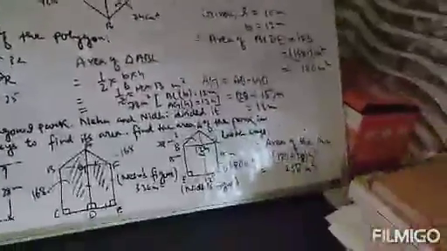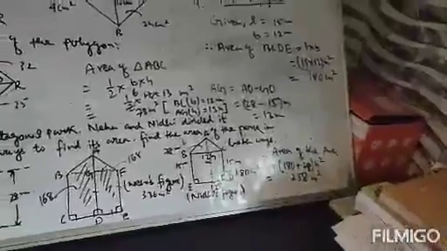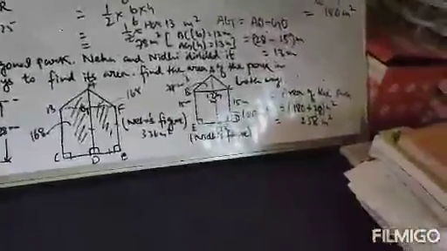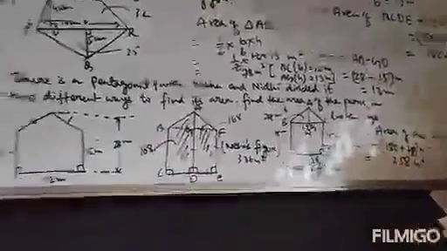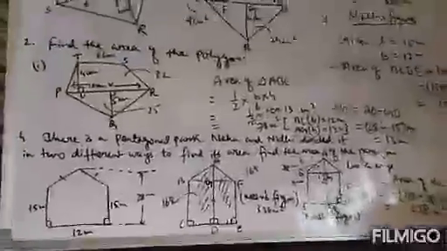So according to Neha's figure, it was 336 meter square. According to Nidhi's figure, it was 258 meter square. So according to Nidhi and Neha, we have found the area of this park. So that's it.